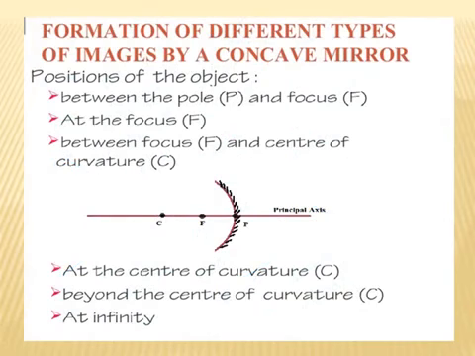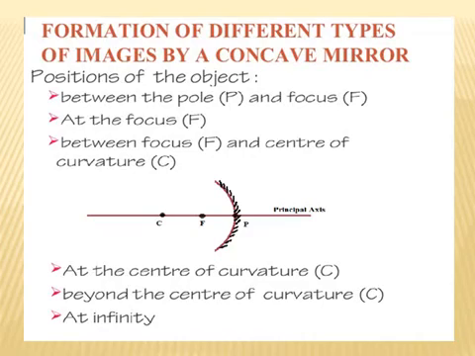This slide gives you the heading of the diagrams which you are going to draw. There are 6 subheadings. The total heading is formation of different types of image by a concave mirror. So what are the positions? First, between the pole and the focus, at the focus, between the focus and the center of curvature C, then at the center of curvature, beyond the center of curvature and at infinity.